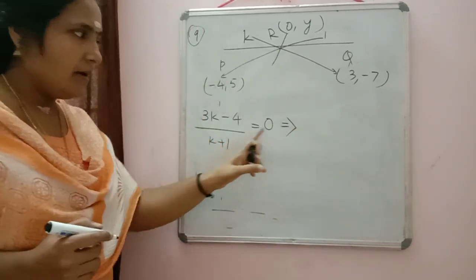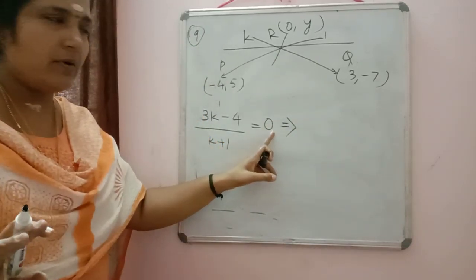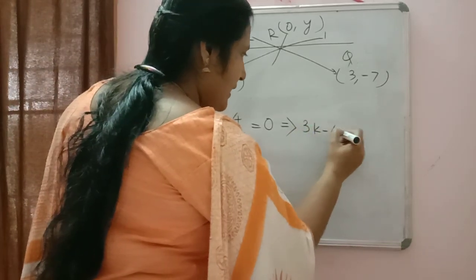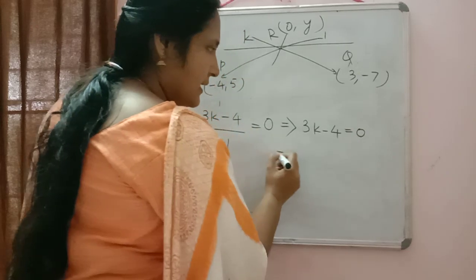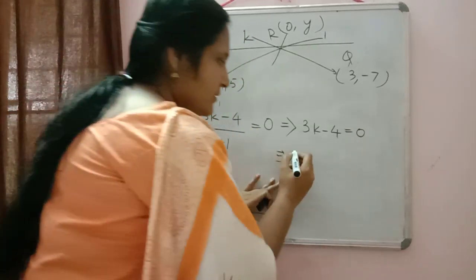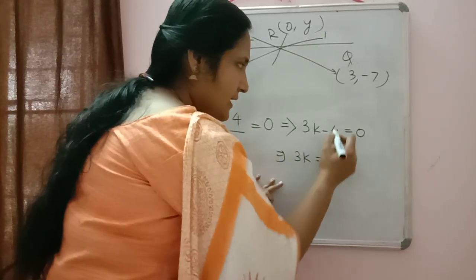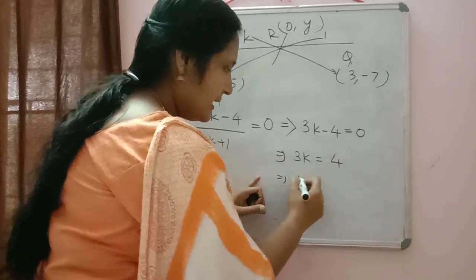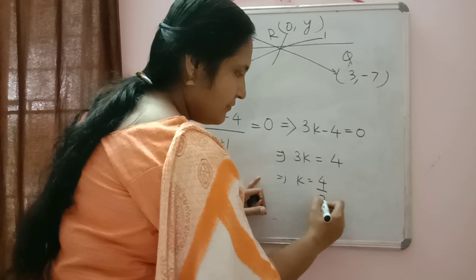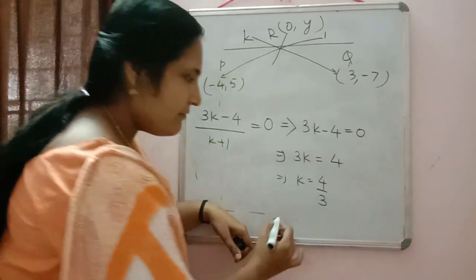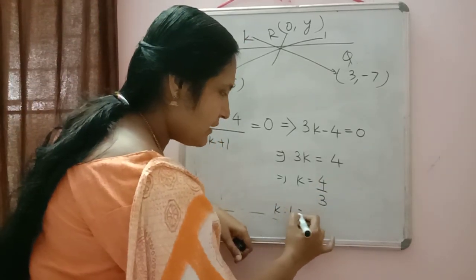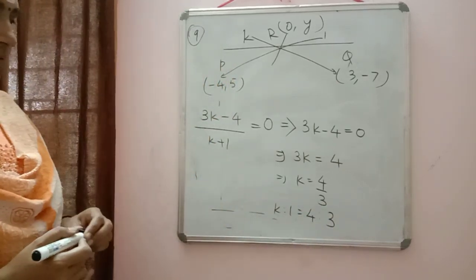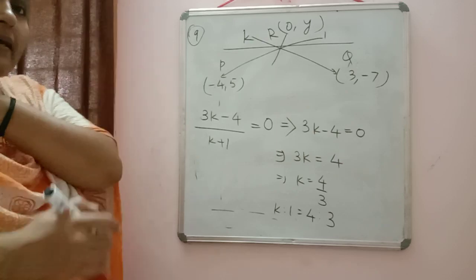Now k plus 1 multiplied by 0 will be equal to 0. So remaining we are getting 3k minus 4 is equal to 0. We want the value of k. So 3k is equal to 4. Then k will be equal to 4 by 3. Then what will be our ratio? K is to 1 will be equal to 4 is to 3. The ratio will be equal to 4 is to 3.